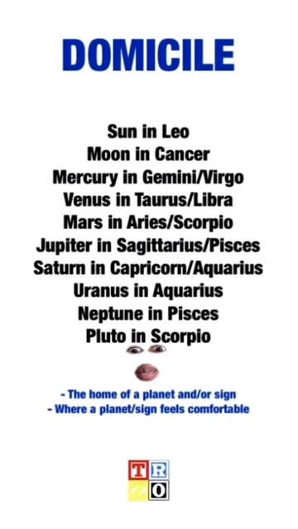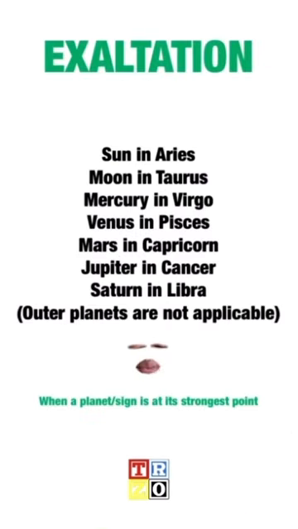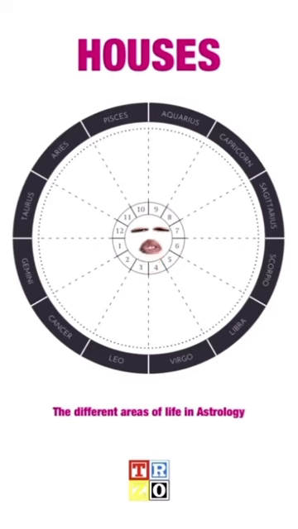Outer planets applicable. Duplication. It's when one sign starts to house cusp. It's the qualities of a specific sign that are realized and enhanced in one's life, particularly early on. It's only applicable when you're using the Placidus house system. Exaltation. It's when a planet or a sign is at its strongest point. You got Venus in Pisces, Mars in Capricorn, so on and so forth. Outer planets not applicable.